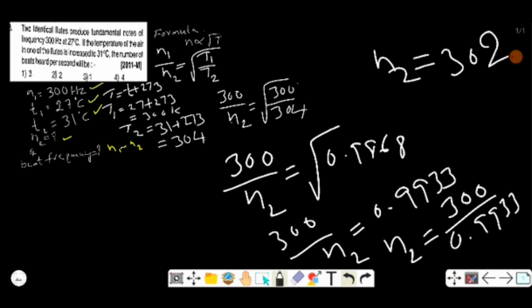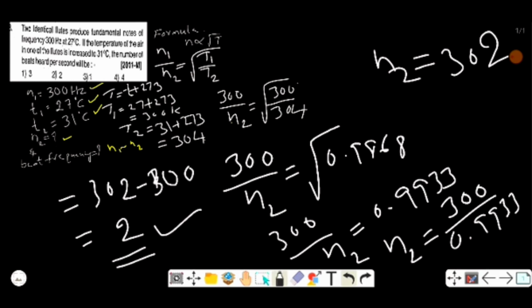The beat frequency is N1 minus N2. N1 is the value 300, and N2 is almost 302, N2 is greater than N1. Therefore N2 is 302 minus N1 is 300. Therefore the beat frequency is 2. This is the answer.